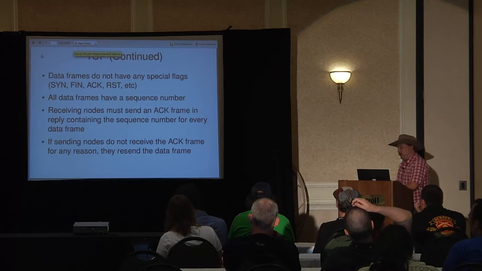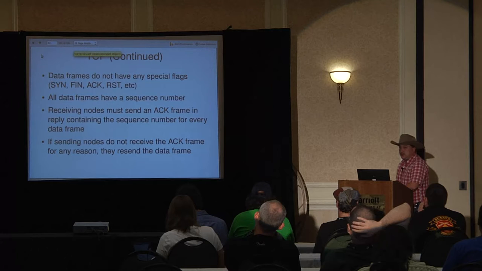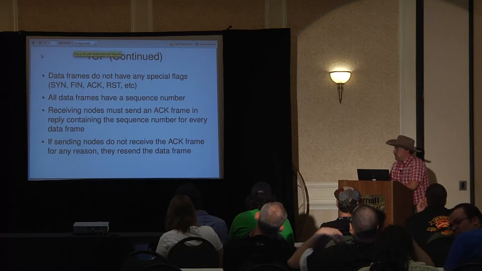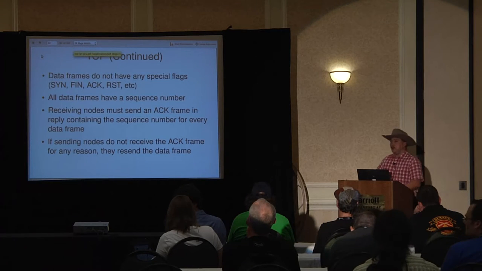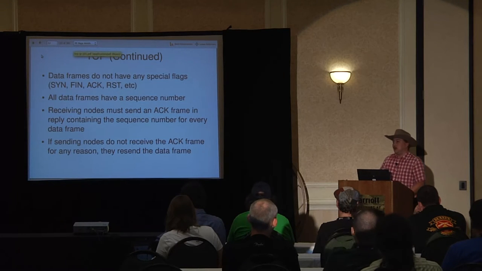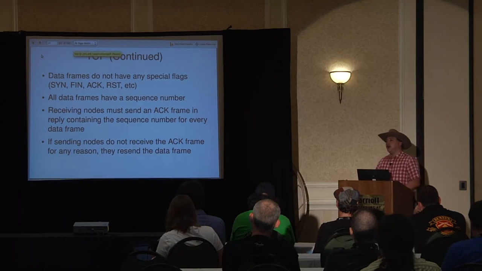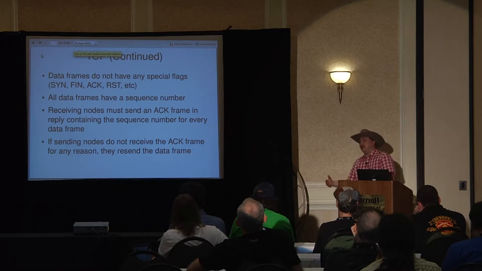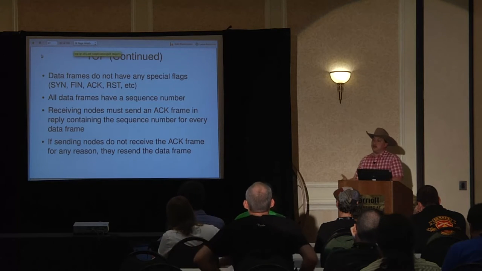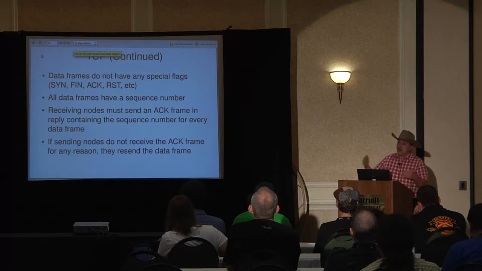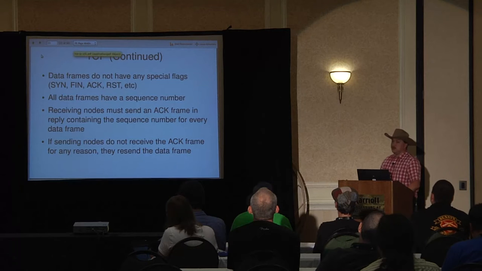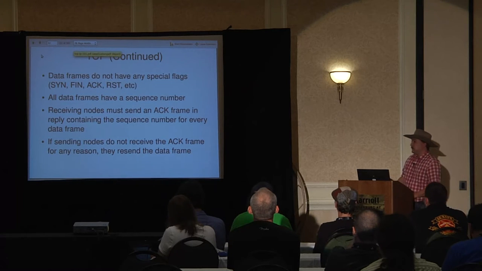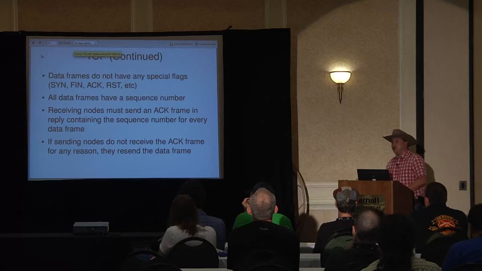And every data frame has a sequence number. Say here's your first packet, it'll be sequence number one. Here's your second one, sequence number two. Here's your third one, but maybe it gets dropped somewhere along the way and you don't get it. Here's your fourth one. Here's your fifth one. Here's your third one again. Well, once you get that third one, it can go back and insert the data where it's supposed to go. That's why we have those sequence numbers, because we can't even guarantee that the data will get there in the order it's supposed to.